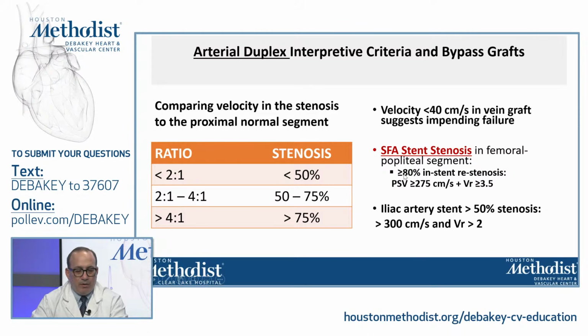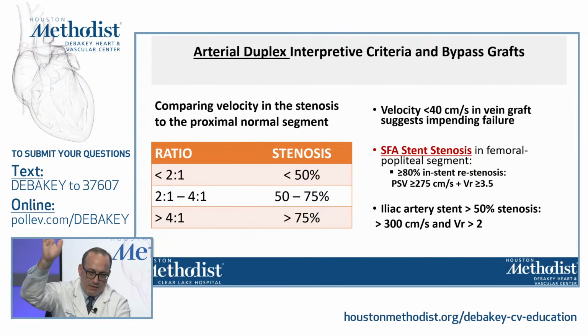So again, when we compare velocities at a stenosis, we compare the velocity right before the stenosis, a couple centimeters before, to the area of stenosis. You divide the peak systolic velocity at the area of maximal stenosis, which is going to be turbulent flow, elevated velocities, etc., divided by the more proximal, and then you're going to get your ratios. And the ratios that we use at our institution are as follows.